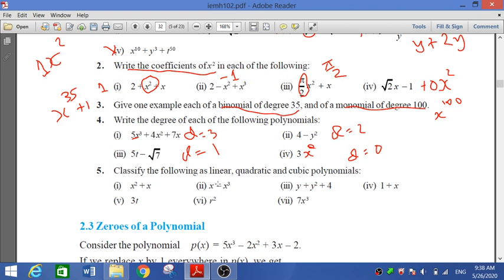Now last question, classify. Yesterday we discussed linear, quadratic and cubic. So classify the following as linear, quadratic and cubic. What is the formula for linear? Power is equal to 1, we can say linear. Quadratic, power is equal to 2. Cubic, power is equal to 3. So what you have to find out? First of all, you have to find out which has power 1, which has power 2, which has power 3. On that basis we can say.